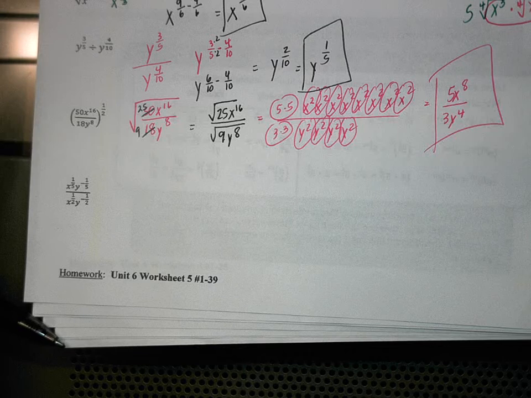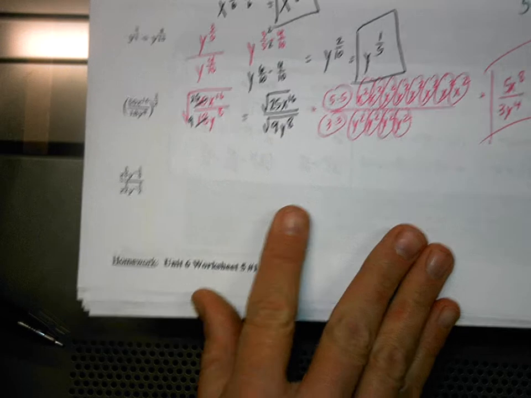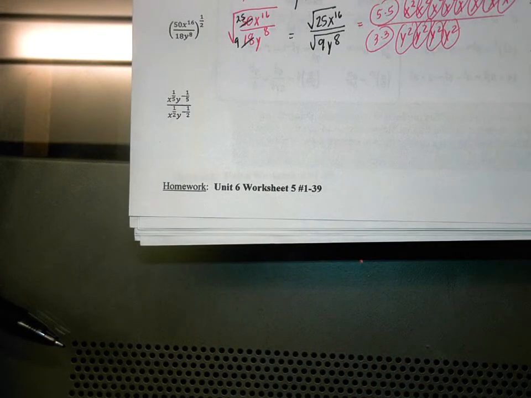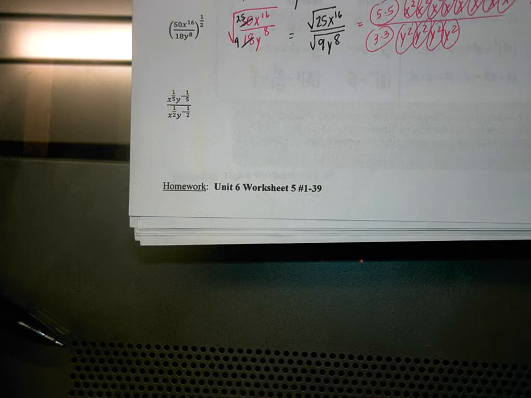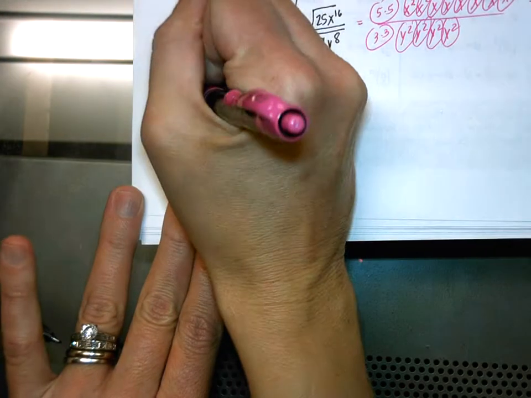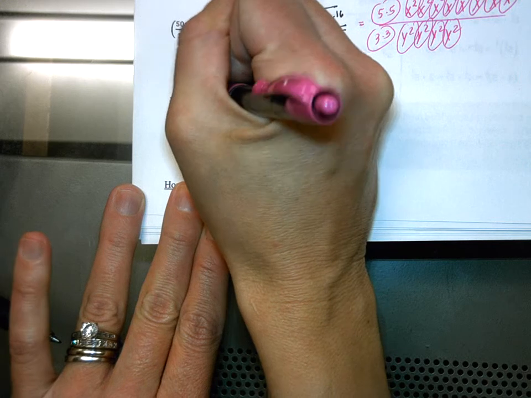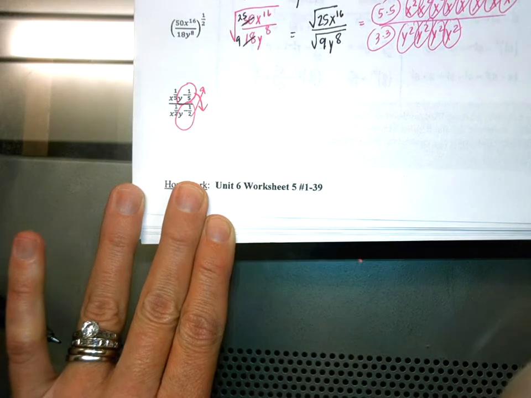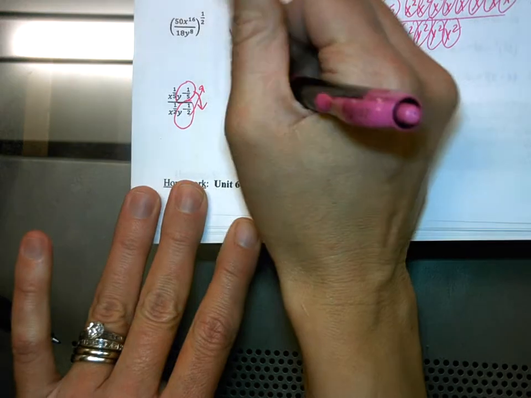Questions before we do the last problem? Okay, what do you notice first about this last problem? It has some negative exponents, and what should I do with the negative exponents? Yeah, move it to the opposite side. So this is only touching that y, so that would go to the denominator, and then this one would go up to the numerator. And so I'm going to rewrite the problem without negative exponents.